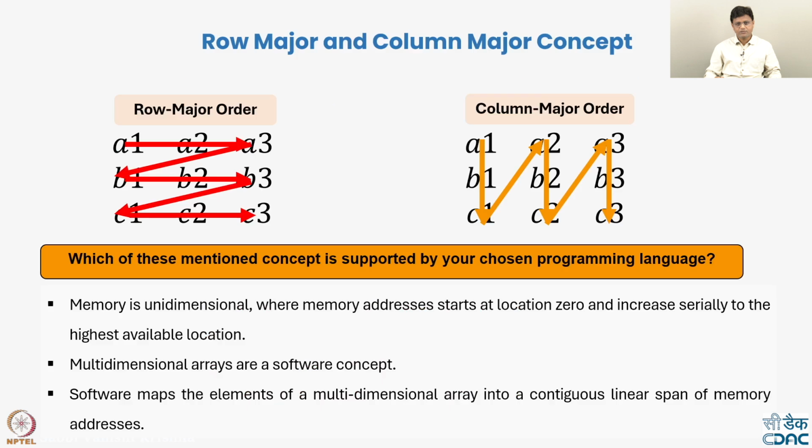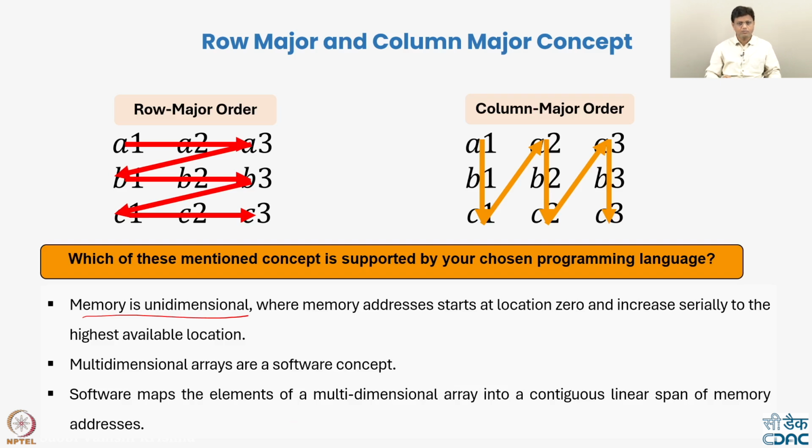So, now I will focus on what row major and column major order are and their concept. But before discussing this concept in detail, I would like to stress here the memory. Memory is always unidimensional. Memory is not like 2 dimensional or 3 dimensional. Memory is always unidimensional, meaning memory starts at a particular location and increases serially to the highest available location.